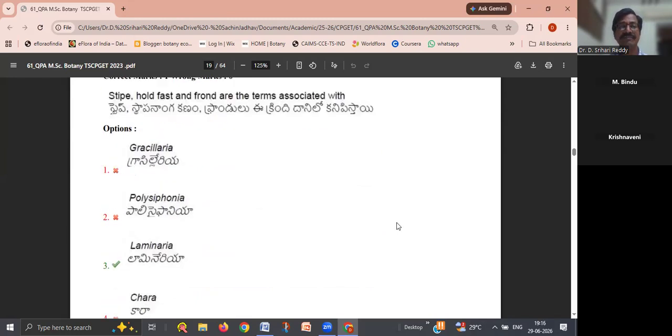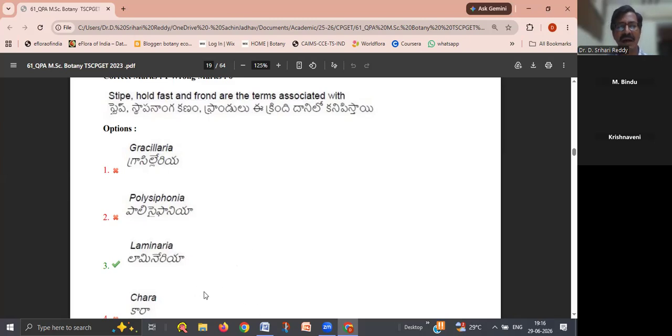And next one, stipe, holdfast and frond are the terms associated with. So where do we see these terms, stipe, holdfast, frond? In the mushroom also we see the structure stipe, but holdfast is absent, frond is absent. So where do we see that? We see it in case of Laminaria. Actually Laminaria belongs to Phaeophyceae. It is not given in our syllabus, but it was asked in the 2023 question paper. Laminaria, Sargassum, all these belong to Phaeophyceae. These are all sea algae.